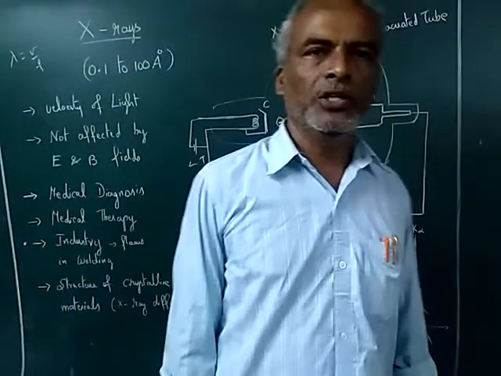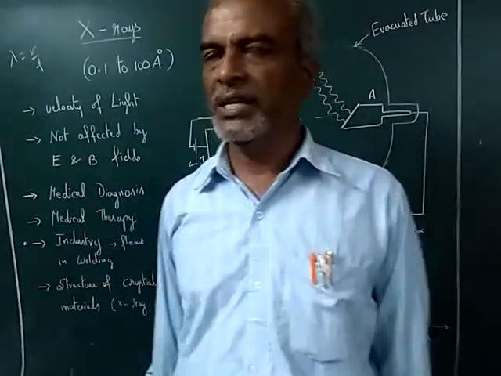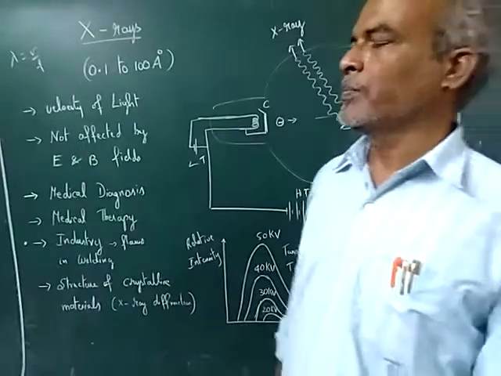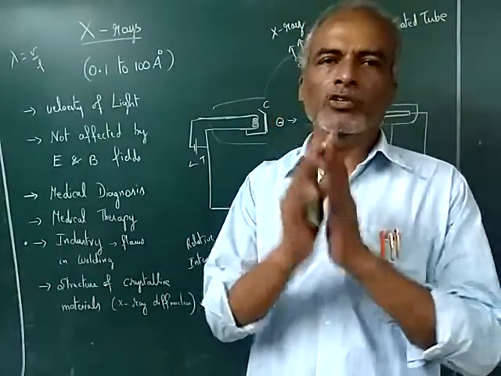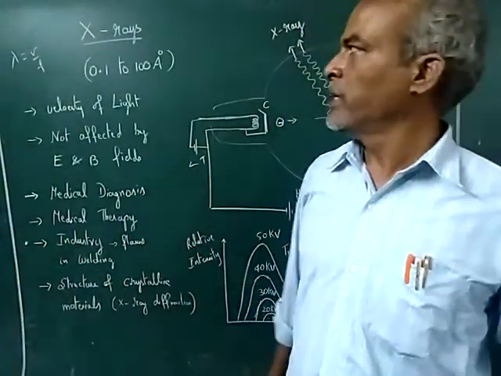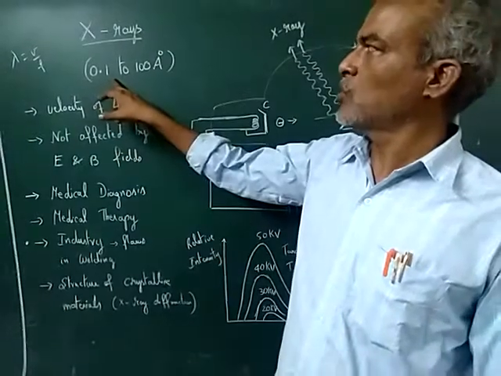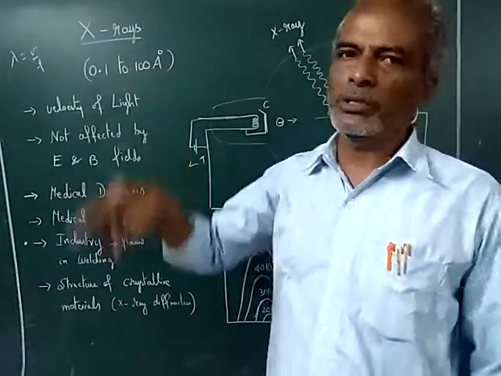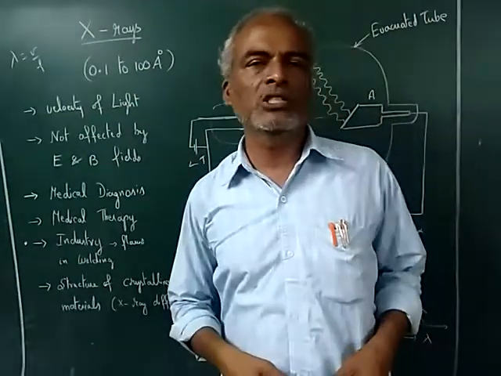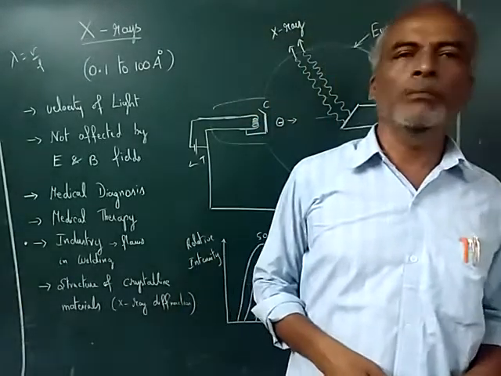Viewers, today we are going to see about X-rays. It occupies some portion in the electromagnetic spectrum. It ranges from 0.1 angstrom unit to 100 angstrom unit. So you all know that 1 angstrom unit is 10 power minus 10 meters.